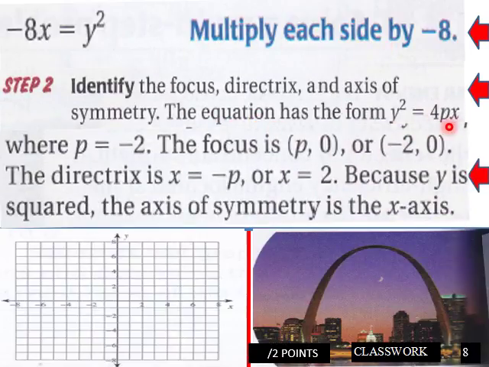So y squared equals 4px, where p is negative 2. P would be negative 2 here, because that would make this negative 8, so p will be negative 2. The focus is at (p, 0), or (negative 2, 0). The directrix is x equals negative p, or x equals 2. So x equals 2 would be our directrix. And because the y is squared, the axis of symmetry will be the x-axis, so we get something like this.